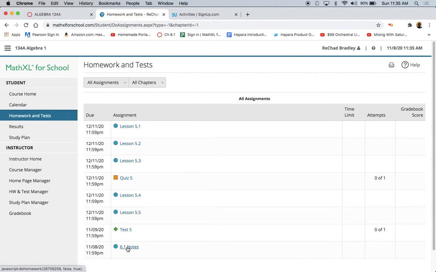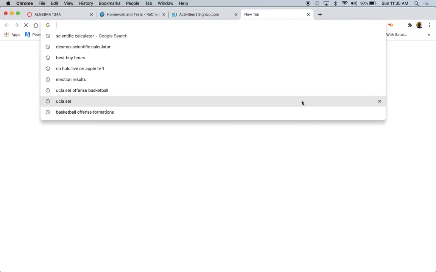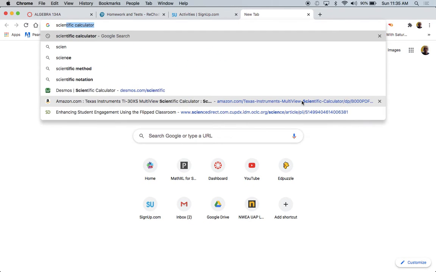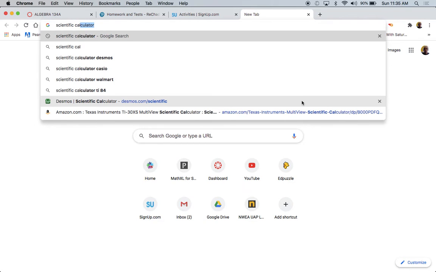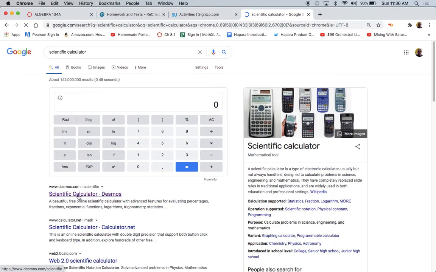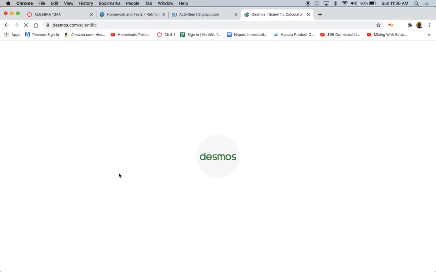First off, this assignment isn't on yours, but I just want to work it out as an assignment. If you do not have a calculator, you should be able to go onto your computer and type scientific calculator. The one I suggest you use is the Desmos scientific calculator, or you could just go to desmos.com and look for a scientific calculator.